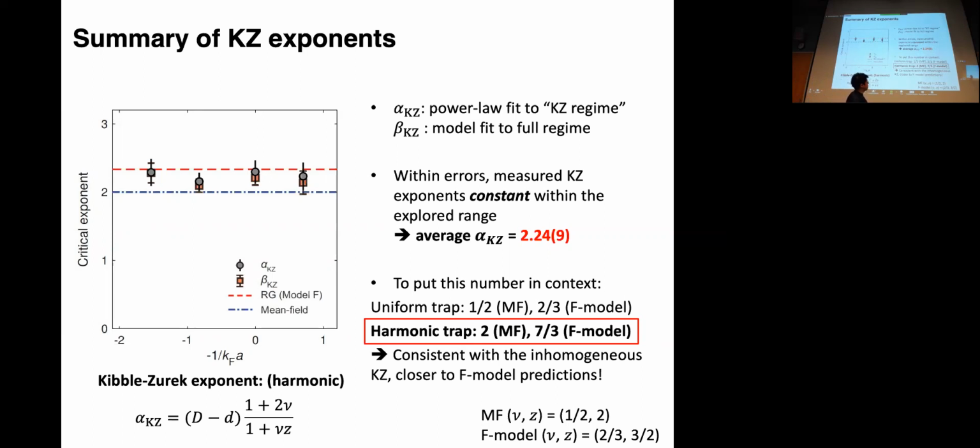If you have strong correlations in your system, you should use RG results, renormalization group results. That tells us that for a uniform system, it should be 2/3. But if you have your sample in a harmonic trap, there's actually a correction factor to the Kibble-Zurek exponent that tells us that it should be 2 for mean field and 7/3 for RG. And this is 2.3333. So our measured average Kibble-Zurek exponent is definitely consistent with the inhomogeneous Kibble-Zurek exponent, a bit closer to the RG model predictions.